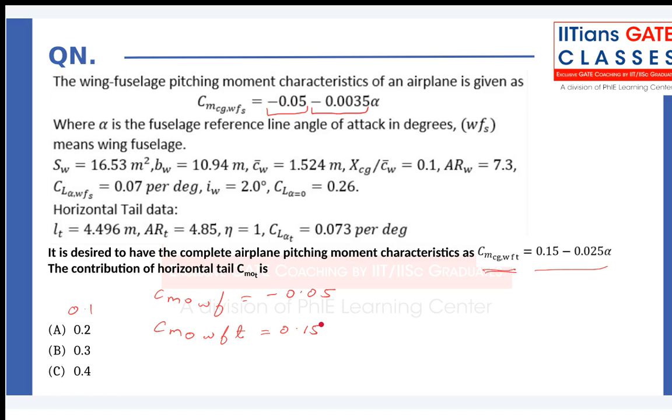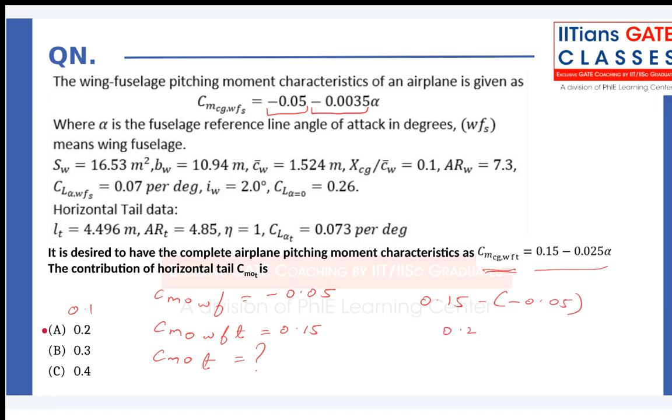So what have they asked in the question? CM naught contribution of the tail. They've given you the whole contribution and contribution of the wing fuselage. They've asked you about the tail. So it's a simple subtraction, right? Okay. So all we have to do is 0.15 minus of minus 0.05. You get 0.2.